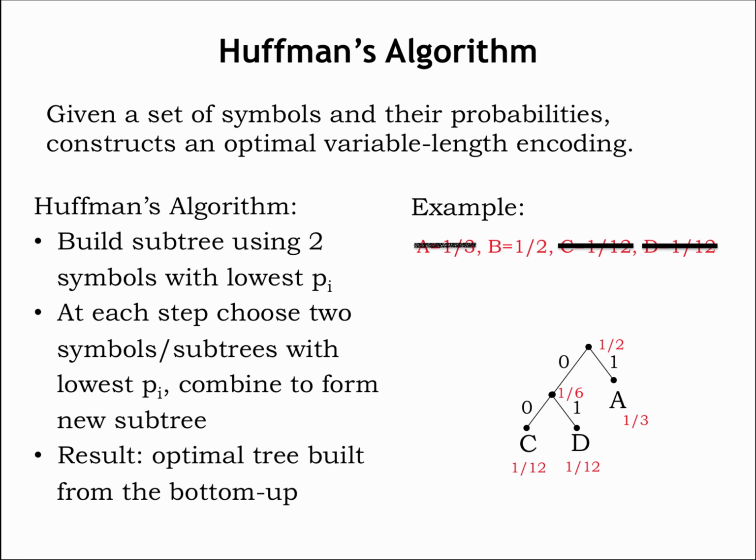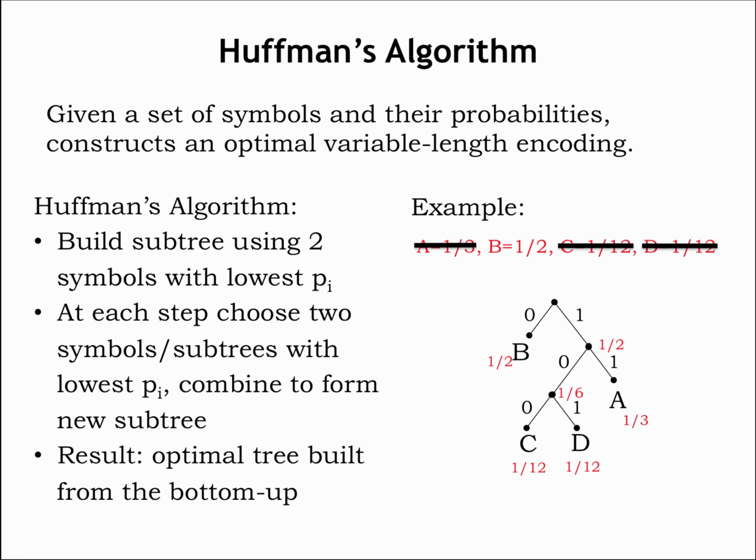On the final step, we only have two choices left, B and the ACD subtree, which we combine in a new subtree whose root then becomes the root of the tree representing the optimal variable length code. Happily, this is the code we've been using all along.